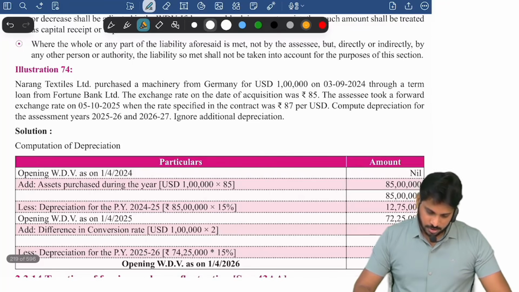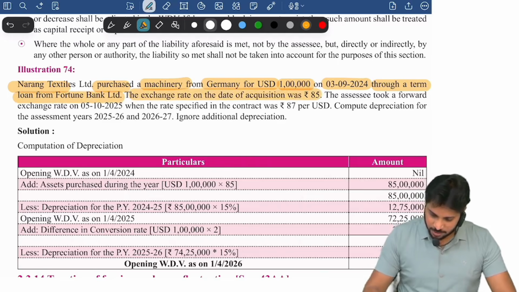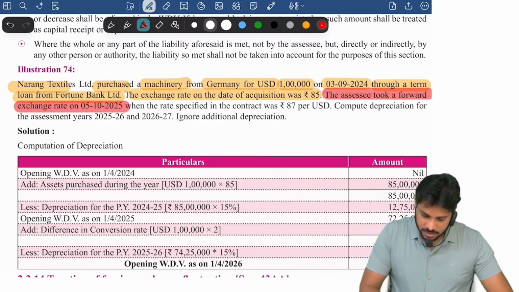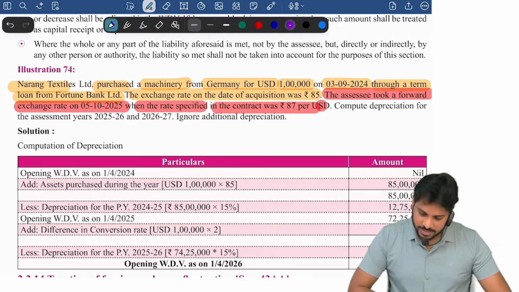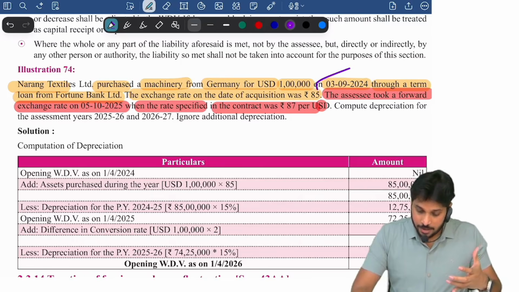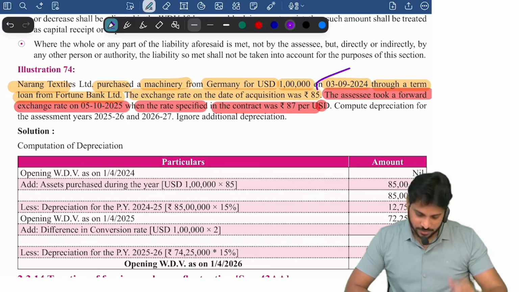Oh, one more. Narang Textile Limited purchased a machinery from Germany, $1 lakh on 3rd September through a term loan from bank. The exchange rate at the time of acquisition was 85. The SSA took a forward exchange rate on 5th October and the rate specified in the contract was 87. So forward exchange rate is irrelevant. We always record the asset at exchange value. Okay, I mean original acquisition date exchange value. Okay, next.